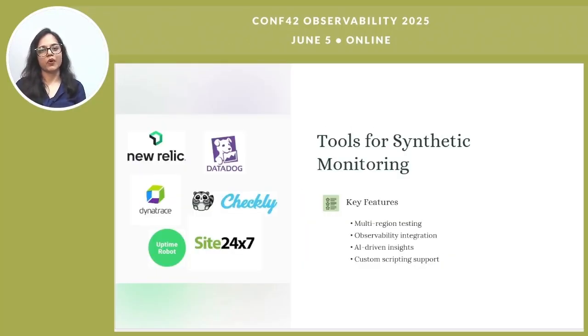Now, tools for synthetic monitoring. There are many tools available in synthetic monitoring, New Relic, Dynatrace, Datadog, but all these tools have some features in common that you should look for. So first is multi-region testing. So you can test your APIs and system from around the world and multiple locations. Then observability integrations. So you can integrate your other logs into the observability, like your systems' logs, traces, and metrics. And then AI-driven insights.